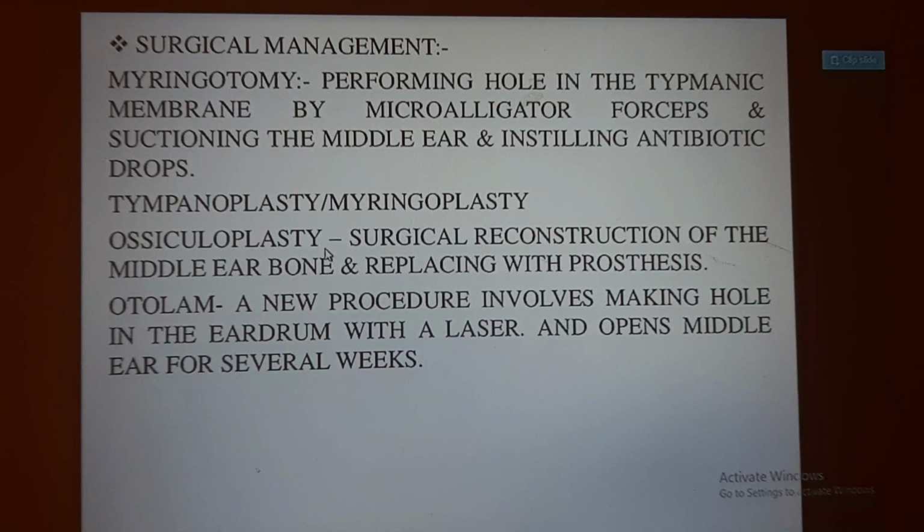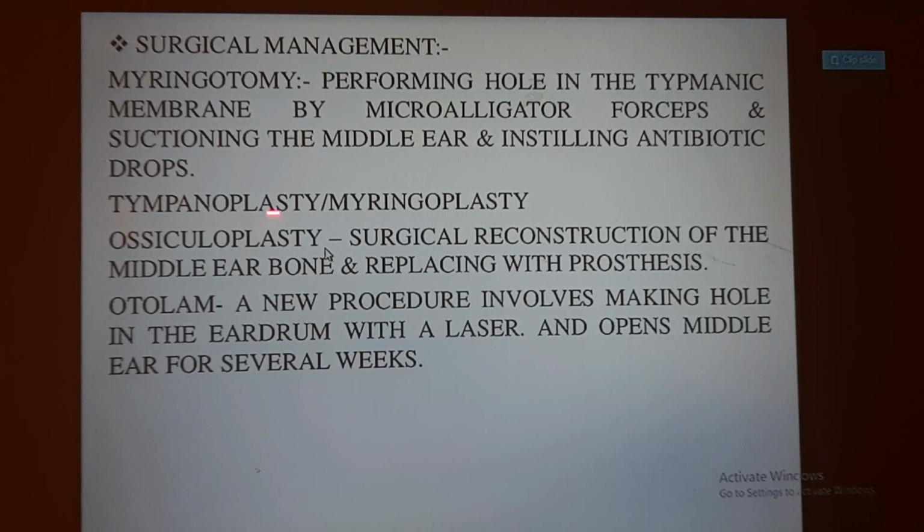Surgical management, first one is myringotomy. In myringotomy, one hole will be made in the tympanic membrane by microsurgical forceps, with suctioning of the middle ear and instilling antibiotic drops. The word otomy means opening. A small opening will be made in the tympanic membrane, and through the forceps they will instill antibiotics and suction the fluid content.